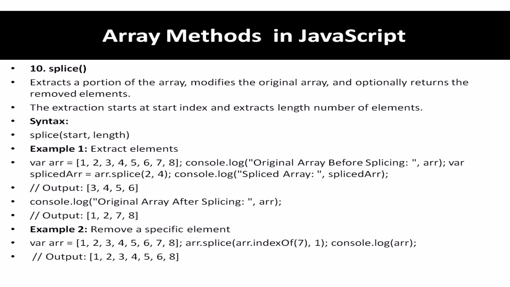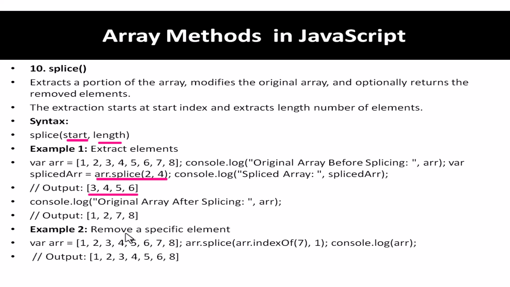Next, splice. It is going to extract a portion of the array and modifies the original array. For example, here you have the syntax splice with start and length. Up to which length you want to splice the array. For example, here 2, 4. Whatever portion you want to extract has been extracted. The output is 3, 4 and 6. So it is similar to slice.